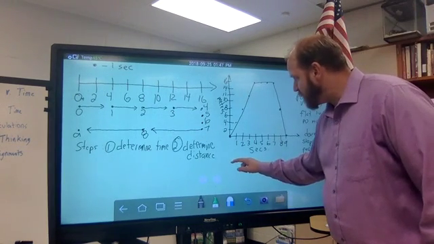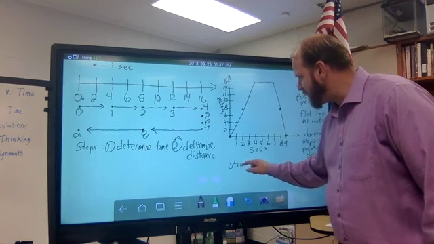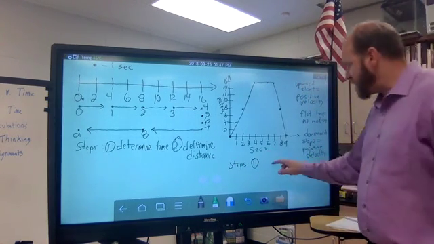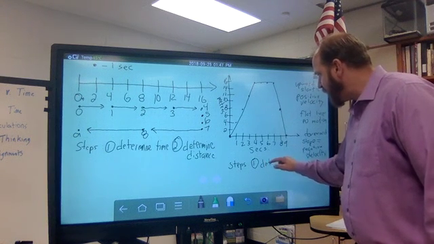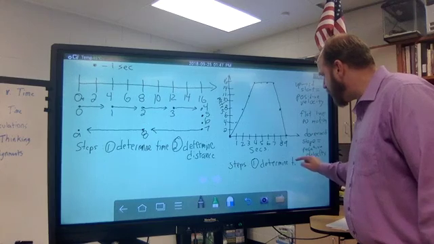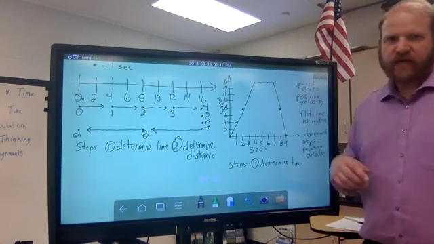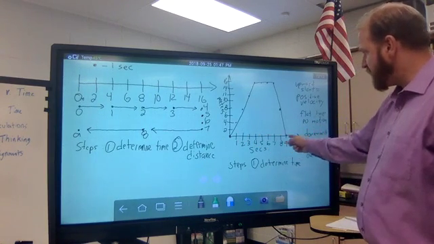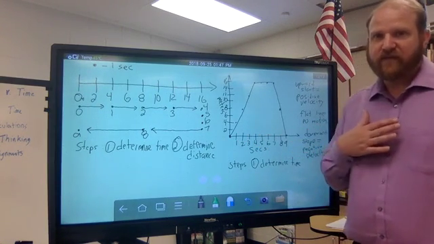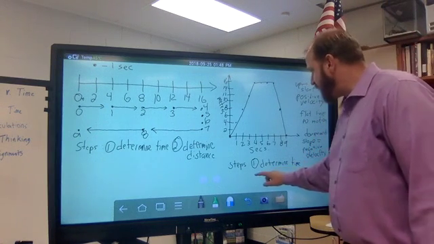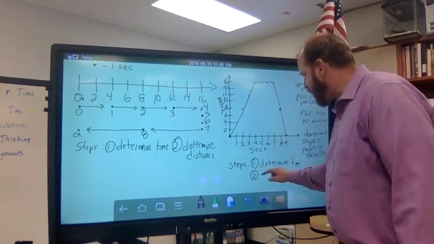First thing, to convert this, my first step is I need to determine, once again, the time. How much time do I need to put on my velocity versus time graph? In this case, I just count up the seconds, 1, 2, 3, 4, 5, 6, 7, 8, 9 seconds. So on my velocity versus time graph, I need to put down 9 seconds. The second step is I need to determine velocity.